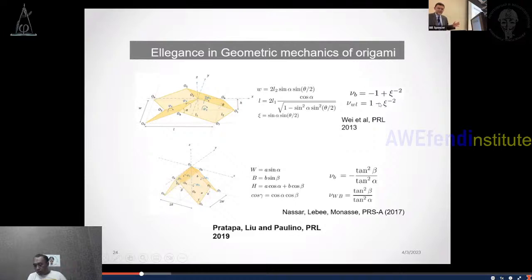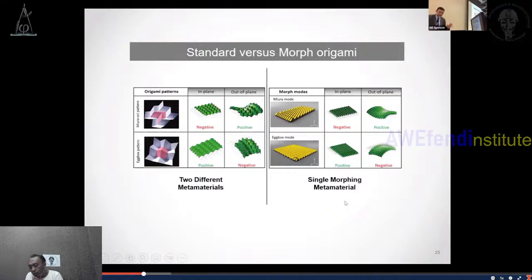If you just take a look at these expressions here, pay attention, they only differ by the sign, same magnitude. Later, a group in France did the same derivations for the egg box, and then they found the Poisson ratio in bending and in stretch. Pay attention, same magnitude, only a sign difference. And one key idea is the following. In what I have shown, you have seen that we have two different materials, and you can see here, Miura is Miura, egg box is egg box.